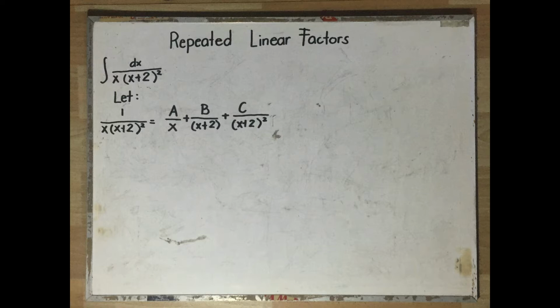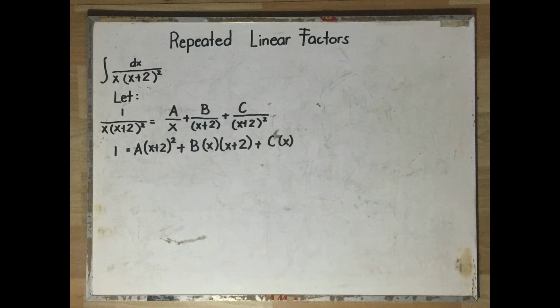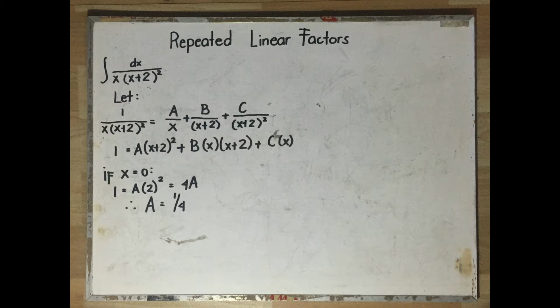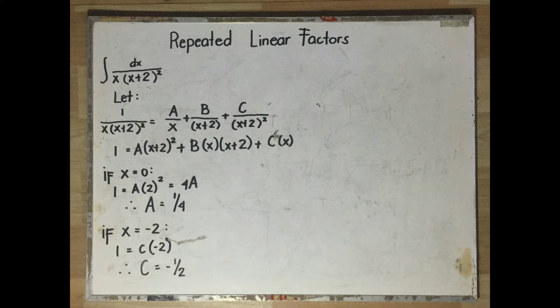To continue, using the same method as a distinct linear factor, it will now be 1 is equals to a times the squared quantity of x plus 2 plus b times the quantity of x times the quantity of x plus 2 plus c times the quantity of x. If x is equals to 0, 1 is equals to a times the quantity of 2 squared, which is 4a. Therefore, a is equals to 1/4. If x is equals to negative 2, 1 is equals to c times the quantity of negative 2. Therefore, c is equals to 1/2.